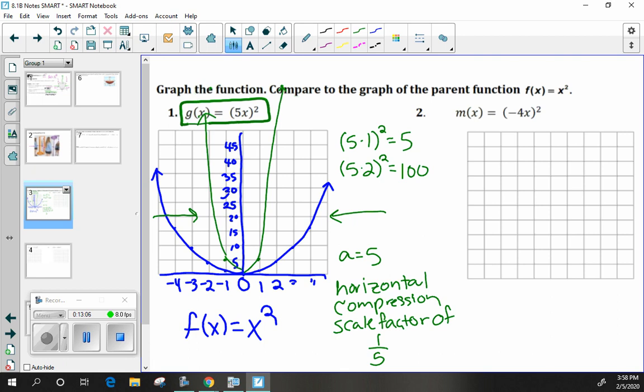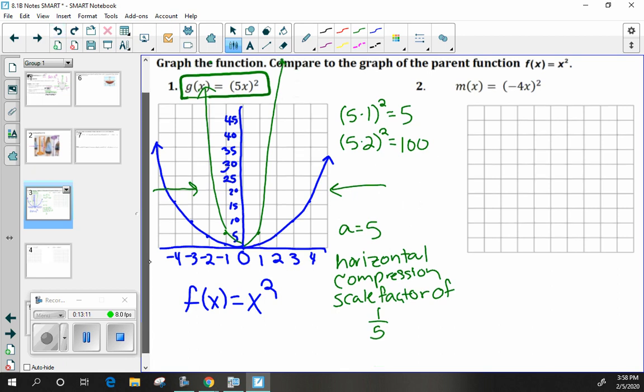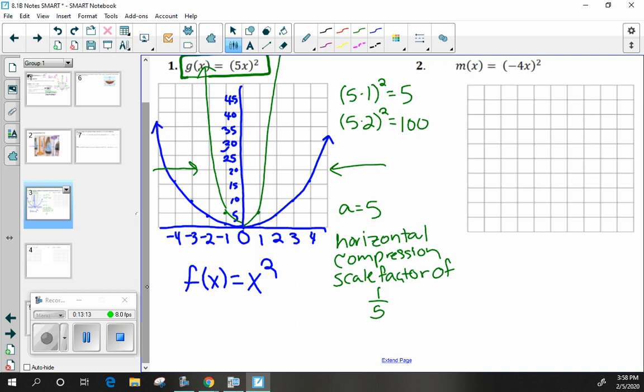Whoops. I'm so sorry about that. I did not mean to erase that. I meant to move this board, but it's not going. Sorry. Okay.